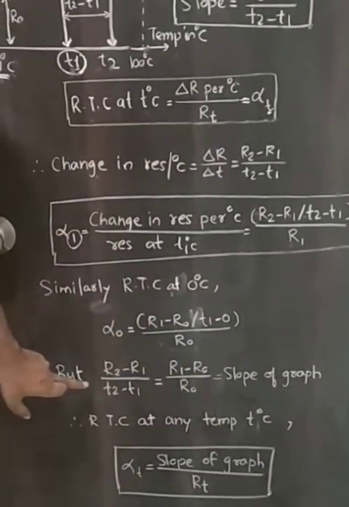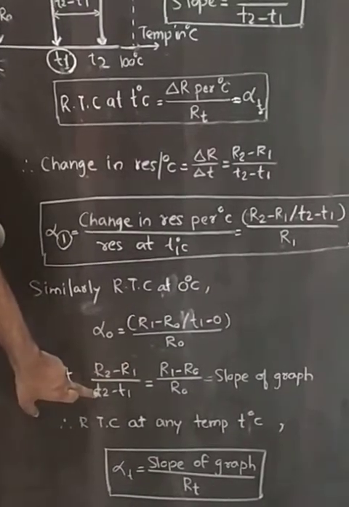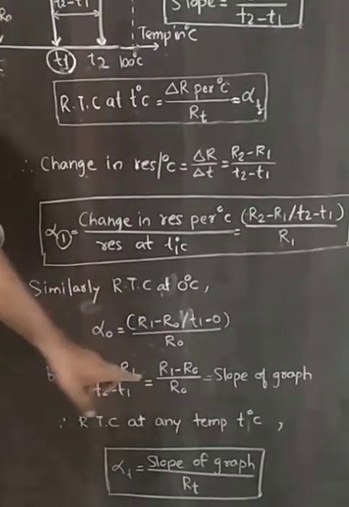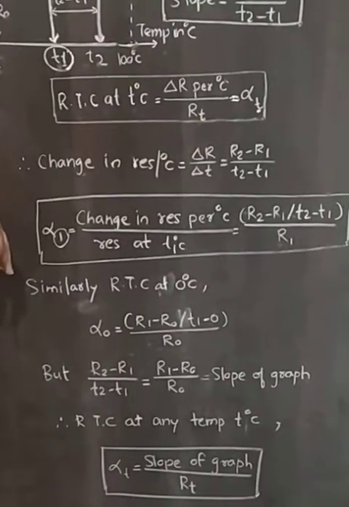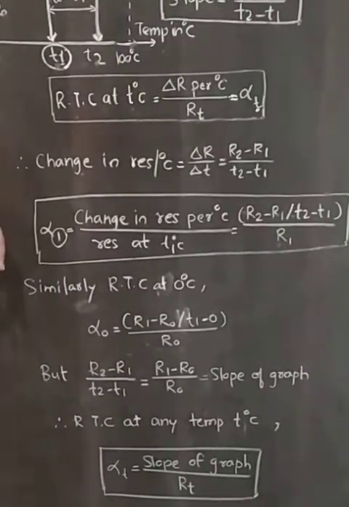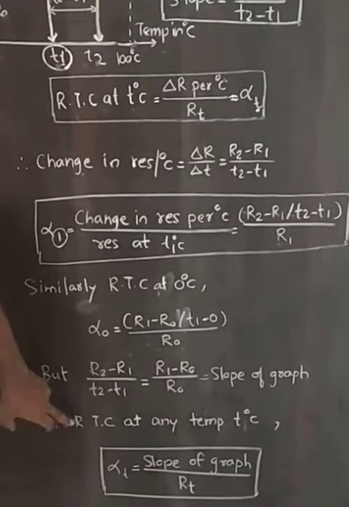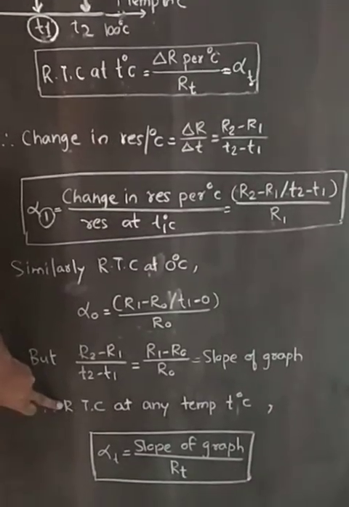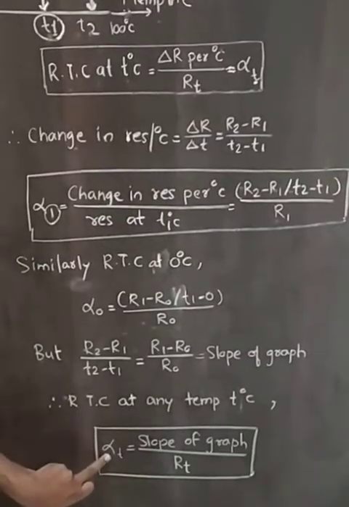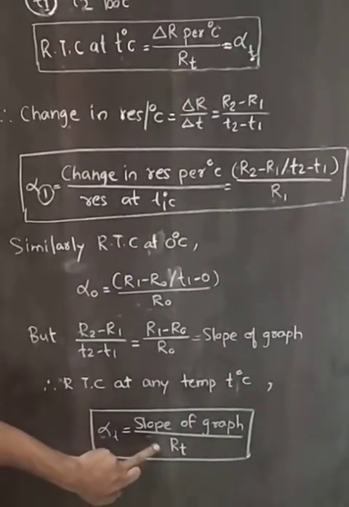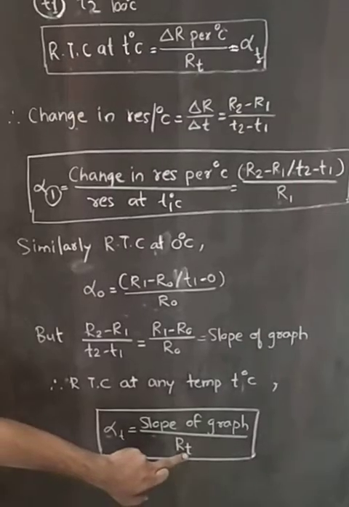Here, R2 minus R1 divided by T2 minus T1 is equal to R1 minus R0 divided by T1 minus 0, which is nothing but the slope of the graph. So in general we can define RTC at any temperature, that is at T degree Celsius, as alpha T equal to the slope of the graph divided by the resistance at T degree Celsius.